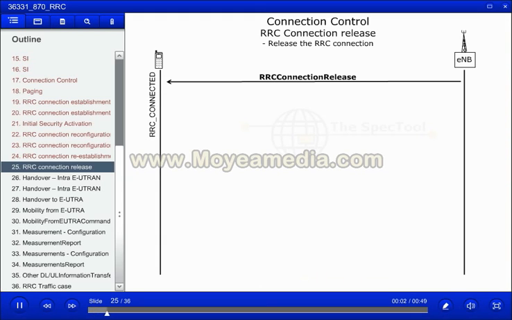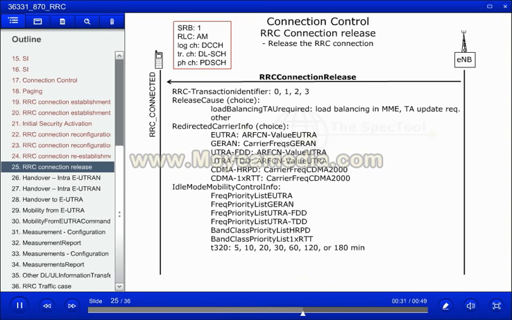The RRC connection release procedure is initiated by eNode B in order to release the RRC connection, including the release of all radio bearers and radio resources. The message is sent, as most RRC messages, on signaling radio bearer 1 on dedicated control channel. It includes RRC transaction identifier, a release cause, and possibly redirected carrier information and/or idle mode mobility control information. Once the UE has received this message, it will change to be RRC idle.